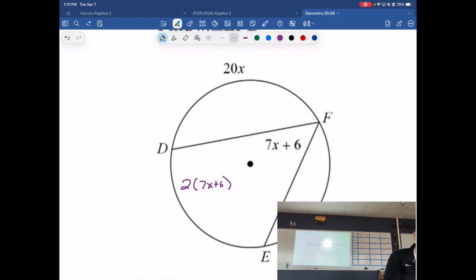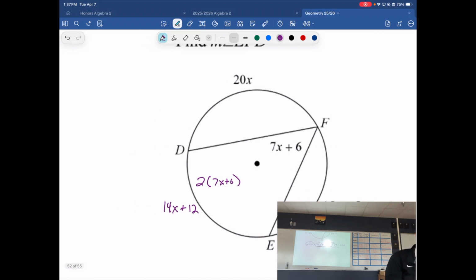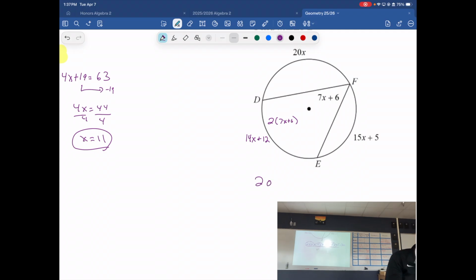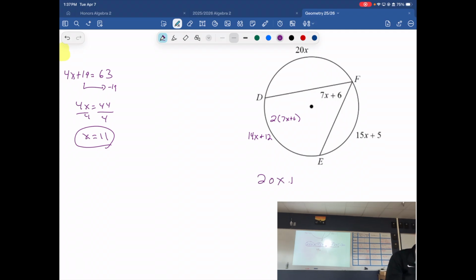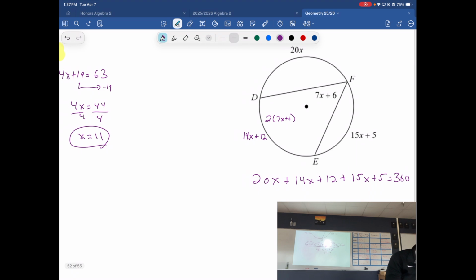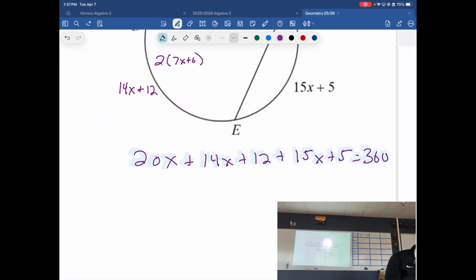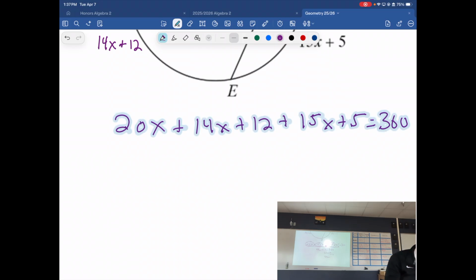Now, all of this stuff is on one side of an equation. Combine them, right? So we add our x's together. We've got 20 x's, we've got 14 x's, and we've got 15 x's. 49 x's? I think so. I've got 12 and 5. 12 and 5 is 17. That has to equal 360. Subtract 17. 49x equals 343. Is that divisible by 49?